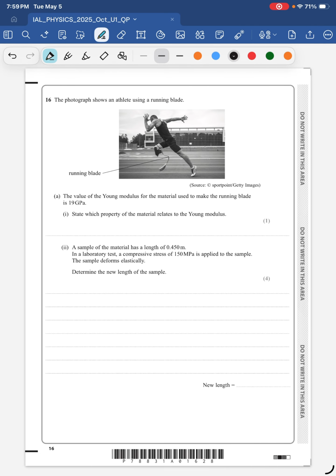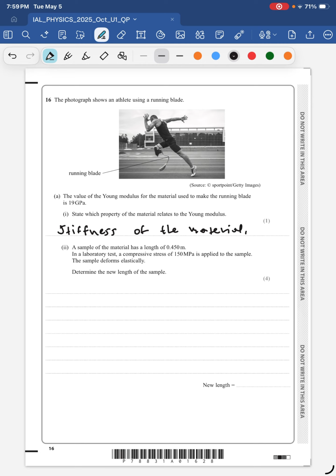Okay, question 16. The photograph shows an athlete using a running blade. The value of the Young modulus for the material used to make the running blade is 19 gigapascals. State which property of the material relates to the Young modulus. It gives us the stiffness of a material. Okay, so stiffness of the material is the answer.